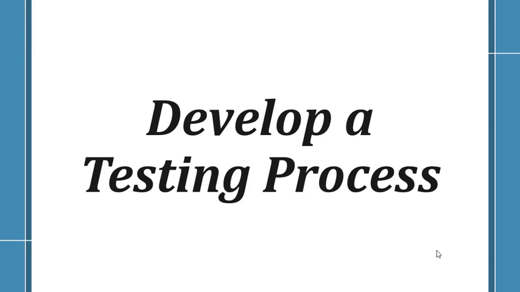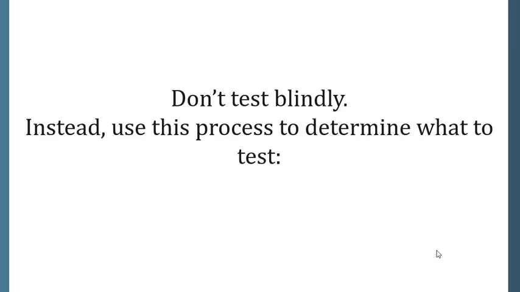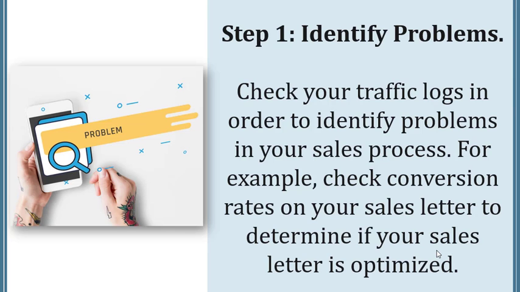Develop a testing process. Don't test blindly. Instead, use this process to determine what to test. Step 1. Identify problems. Check your traffic logs in order to identify problems in your sales process. For example, check conversion rates on your sales letter to determine if your sales letter is optimized.